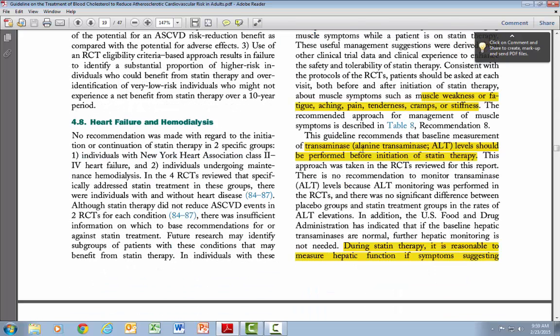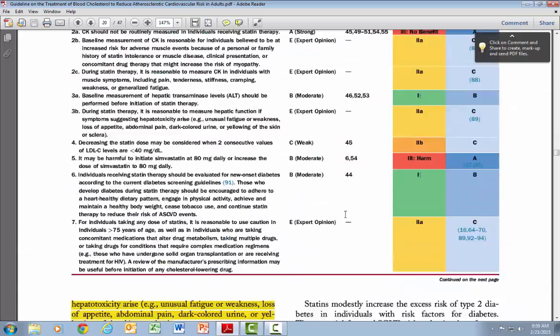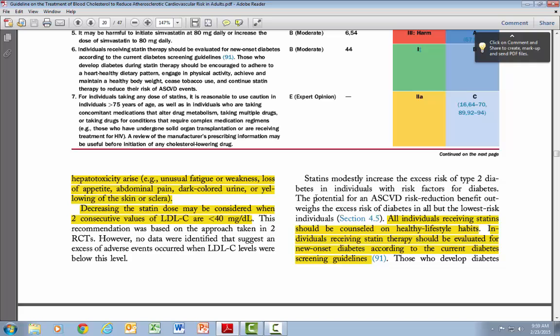This guideline also recommends a baseline measurement of liver panel, ALT and AST. So measure the function of the hepatic panel. Patients suspected of hepatotoxicity are the ones complaining of unusual fatigue or weakness, any loss of appetite, abdominal pain, dark color urine, or yellowish skin or sclera, which is icterus.